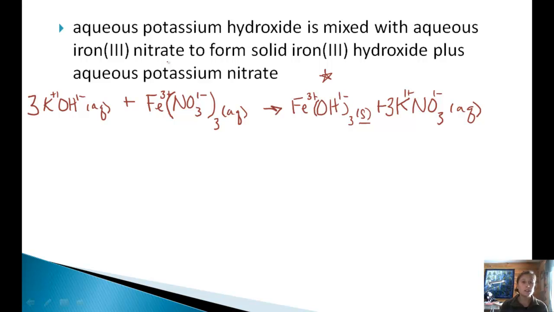Okay, so what I'd like you to do, this was our molecular. Try the complete ionic and the net ionic. And then we'll check answers when we discuss in class.